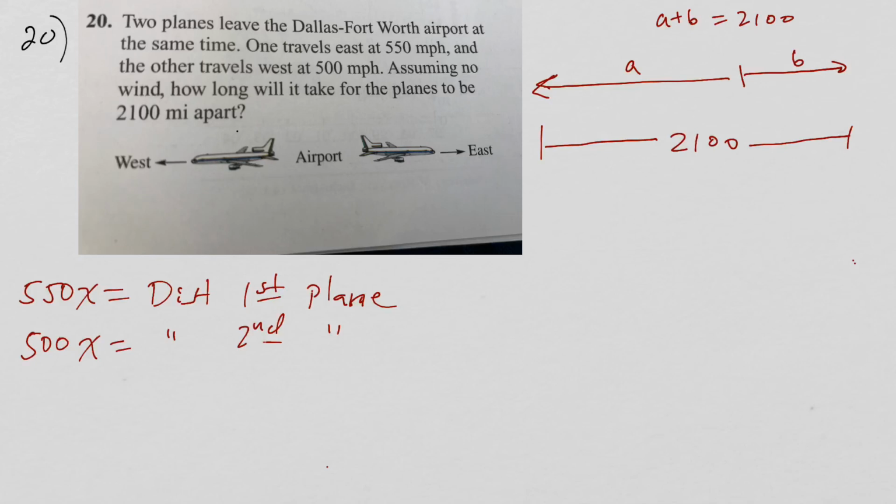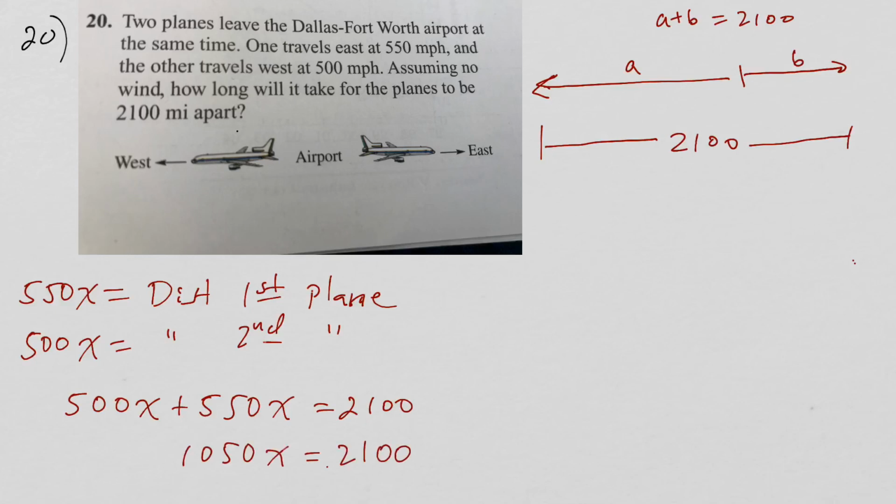So if we add these two things up, we're going to get 2,100 miles. So this is 1,050x equals 2,100. So x is equal to 2. It says how long. x is the number of hours. So this is 2 hours.